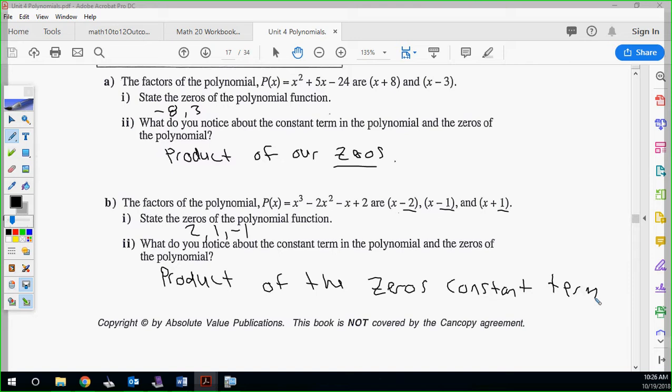It's talking about these guys. When it says the product is the constant term, I do need to put that there. So what it's saying is, when you break it down, it's a product of the zeros. It's the ones that you see here: 8 times negative 3, and negative 2 times negative 1 times 1. So negative 2 times negative 1 is 2, times 1 is 2. Okay, so not the answers, excuse me.